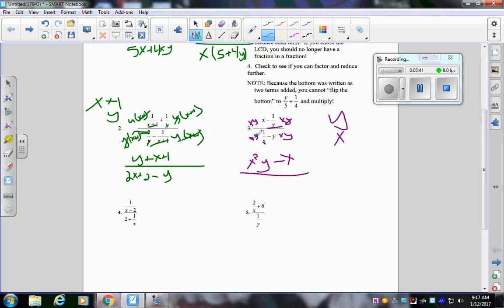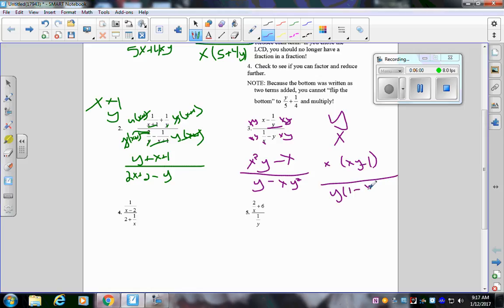Here my x's cancel, leaving me with y times 1, which is y. And over here, nothing cancels, so I have a negative xy squared. All right, so in my numerator, I can factor out an x, which leaves me with xy minus 1. In my denominator, I can factor out a y, which leaves me with 1 minus xy.